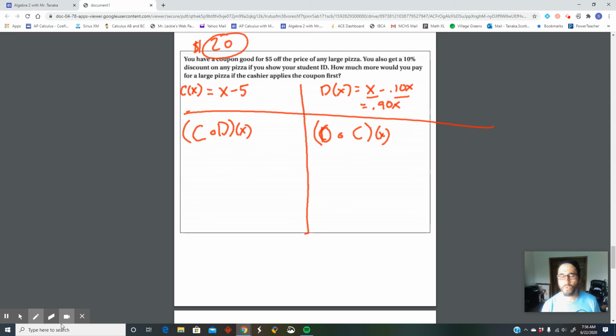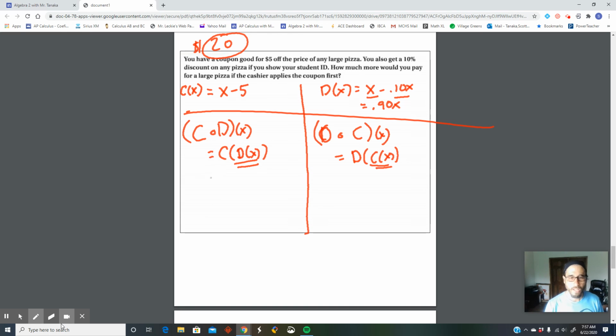All right, so which one of these would mean I'm taking the coupon first? Which one would mean I'm using the discount first? Well, the answer to that is I just have to write what it means. This means C of D of X. That would mean I'm doing the discount first. Why? Because Please Excuse My Dear Aunt Sally tells me whatever I do in the parentheses, I do first. This one over here would be D of C of X. So that means I'm going to do that first, which means I would be using the coupon first.